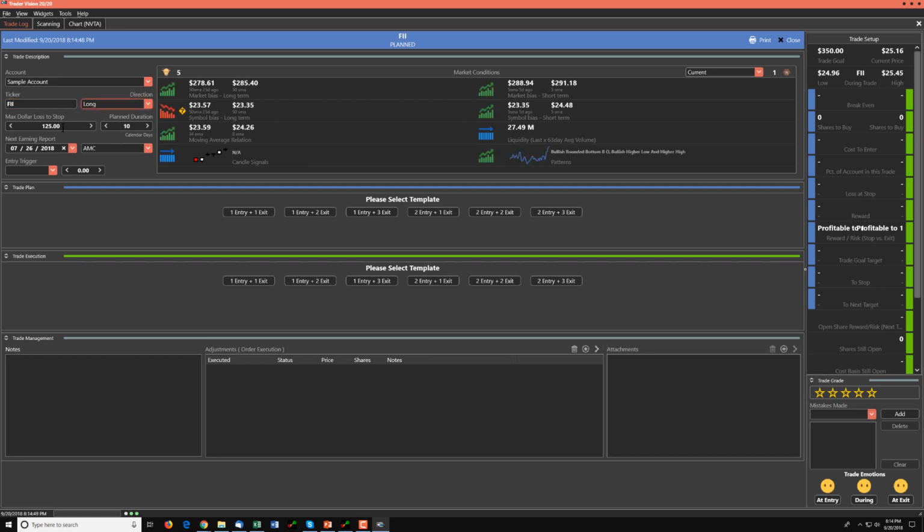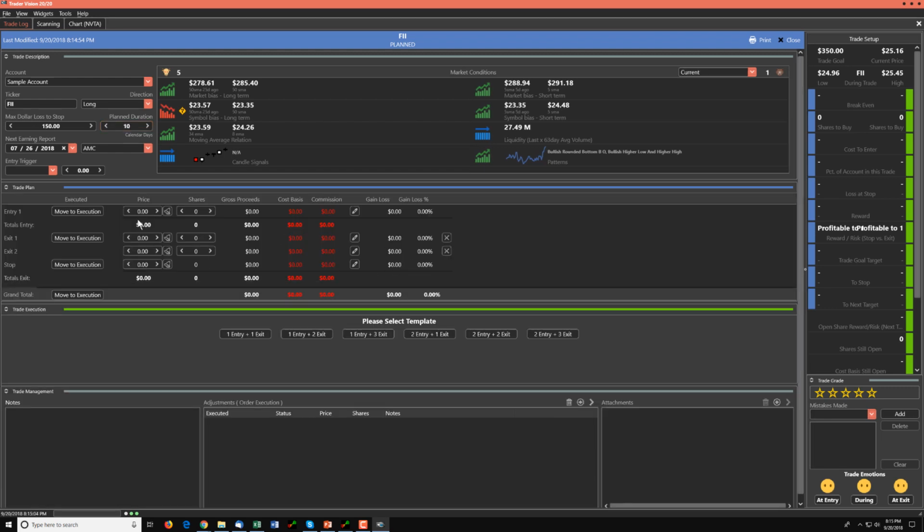FII reported end of July, so we only have about a month, month and a week, something like that. But we can still maybe get 2 targets out of it. I was looking at a $25 entry and a 24.25 stop, with a first target of about 26.55-ish, and a second target about 27.95-ish.